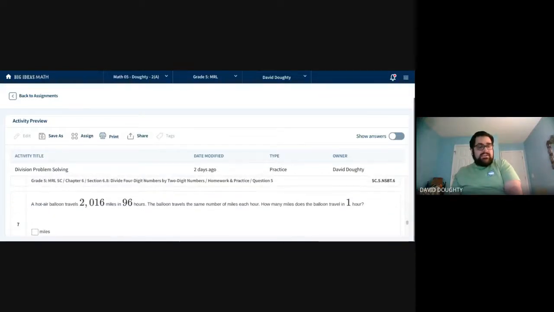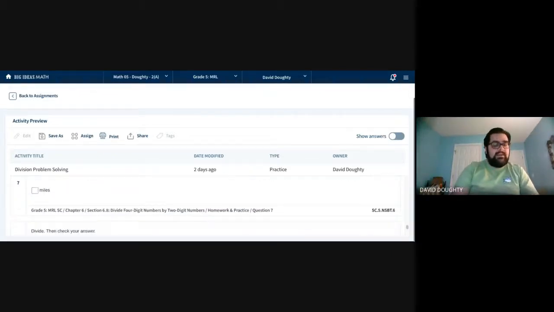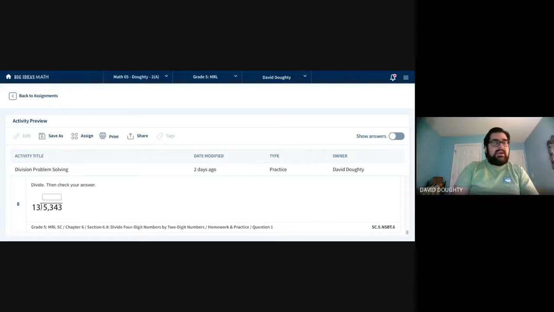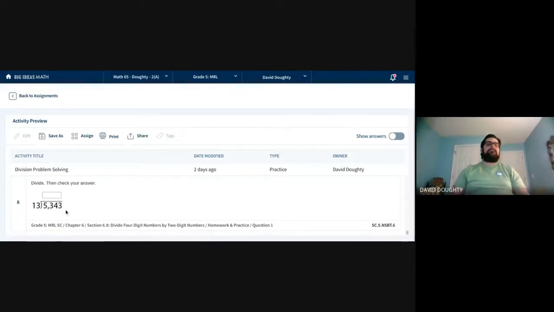Let's take a look at number 7. A hot air balloon travels 2,016 miles in 96 hours. The balloon travels the same number of miles each hour. How many miles does the balloon travel in 1 hour? Very simple. No tricks here. All you got to do is divide 2,016 by 96. Okay? Number 8. Again, simple algorithm, just divide. And that's it. That's it for the math today.